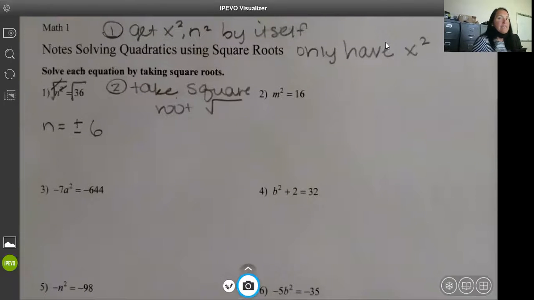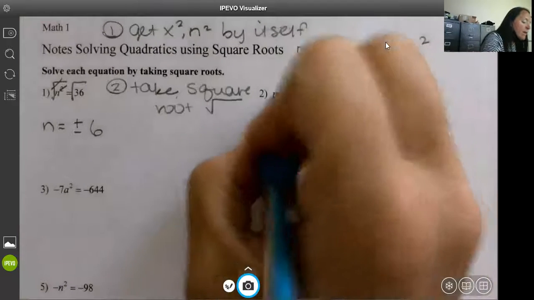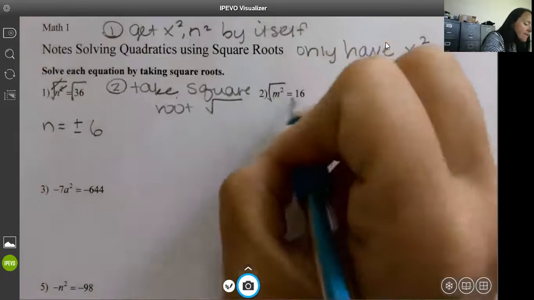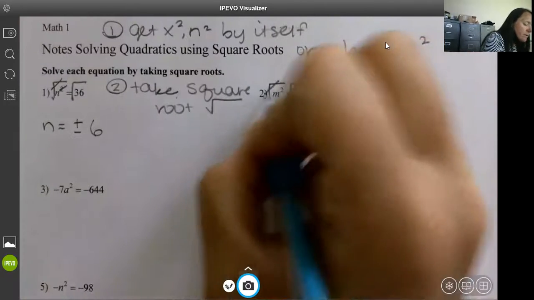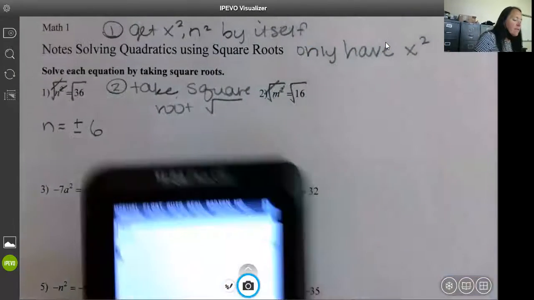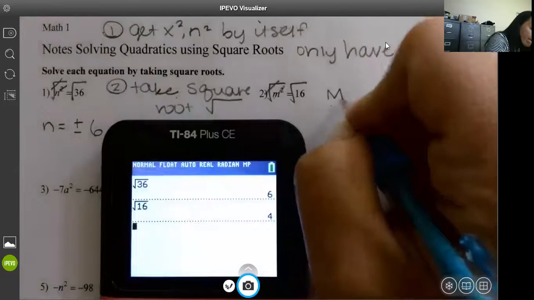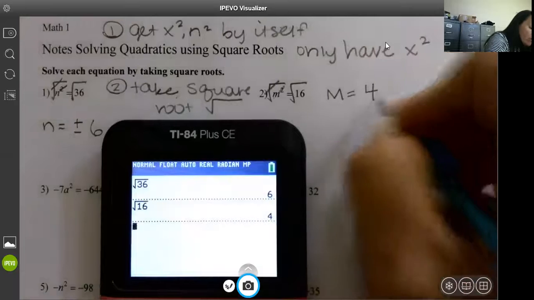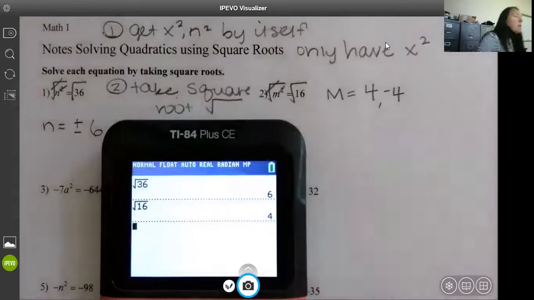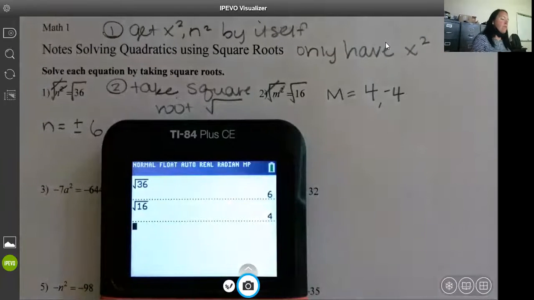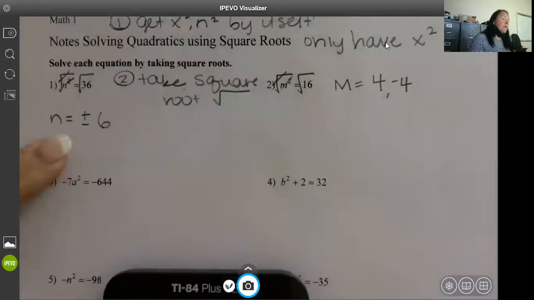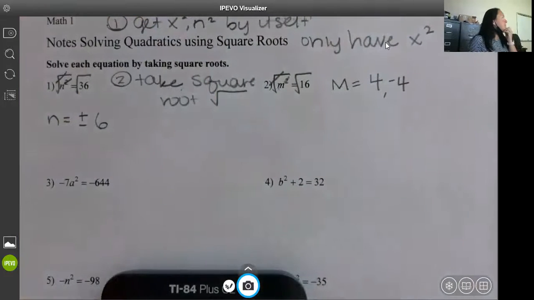So number 2 is the exact same thing. That m squared is all by itself, so we can go ahead and take the square root. The square root cancels out the square. When I put it in my calculator, I get 4, but remember I should also have -4. I don't care how you write it. I did plus minus over here. You can do it like this. I don't care.